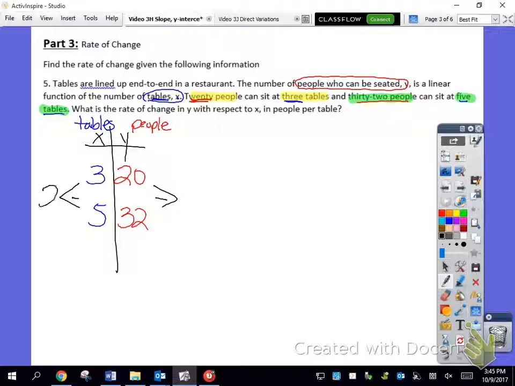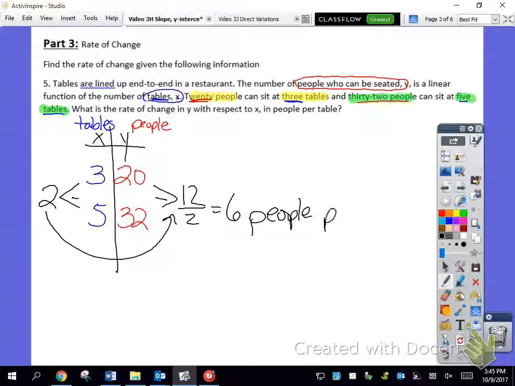5 minus 3 is 2, 32 minus 20 is 12, slide it over and divide. 12 divided by 2 is 6. So that is 6 people per table. 6 people can sit at 1 table.